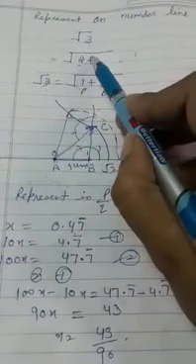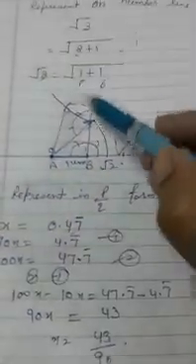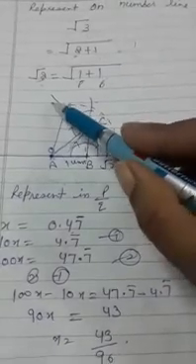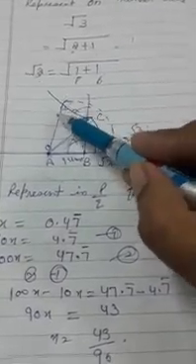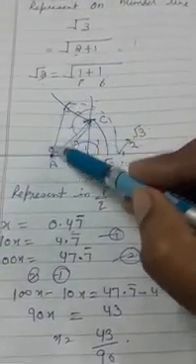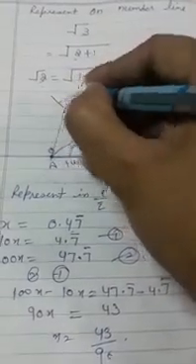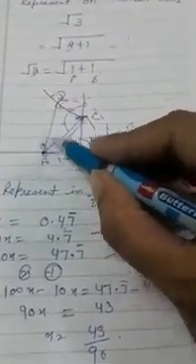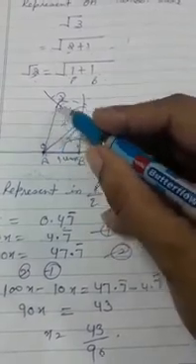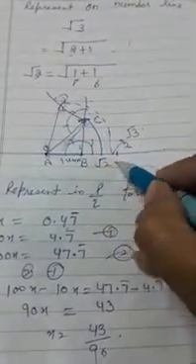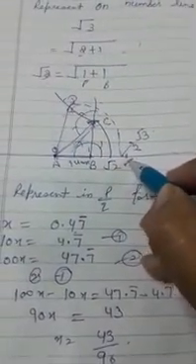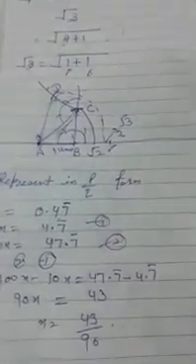Now we have to represent root 3. So root 2 will be taken as the base. Here again we make an angle of 90 degrees and cut 1 centimeter from point C. Then we join AD and cut an arc of radius AD which represents root 3 on the number line. This is how to represent any such number. One more method is there.